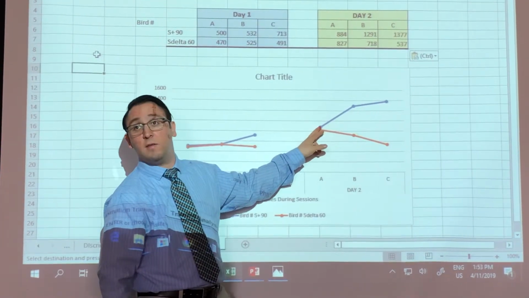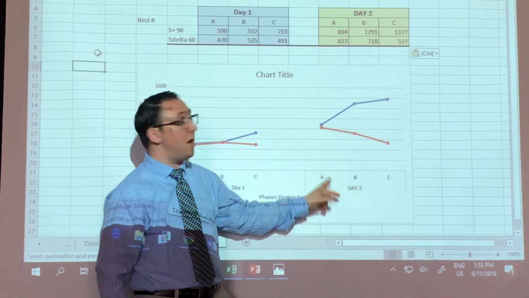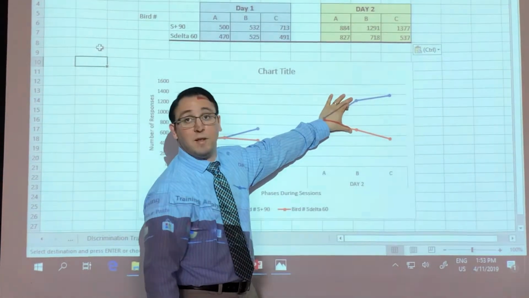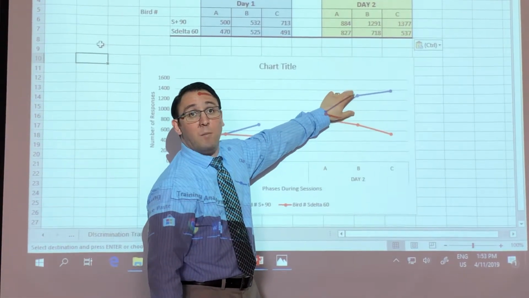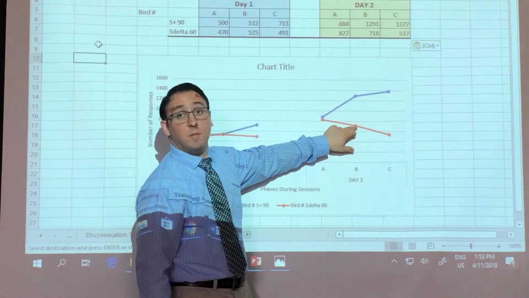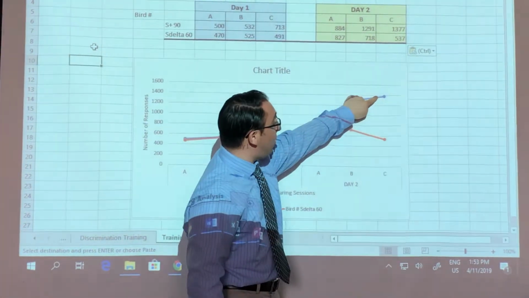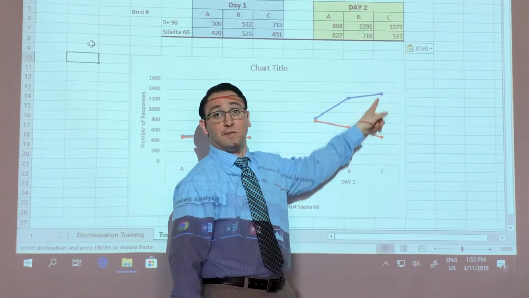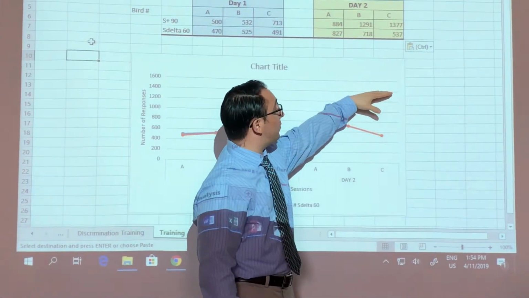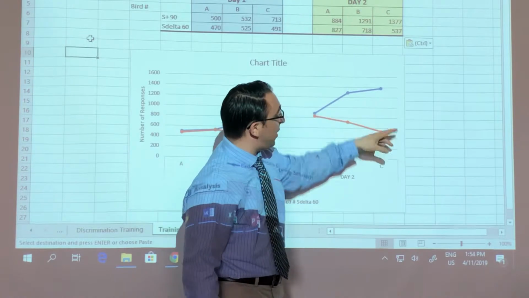During session 2 of training, what do we see? We start off at relatively the same for the first 10-minute block. By the second 10-minute block, we start seeing a big difference. We see a lot more responding to the S plus than to the S minus. And by the third 10-minute block of the second session of training, we see an even bigger difference between the S plus and the S minus. We see a little bit higher response for the S plus and a little bit lower response for S minus.